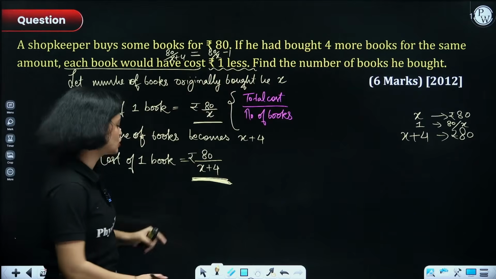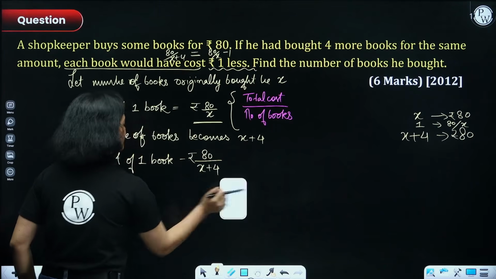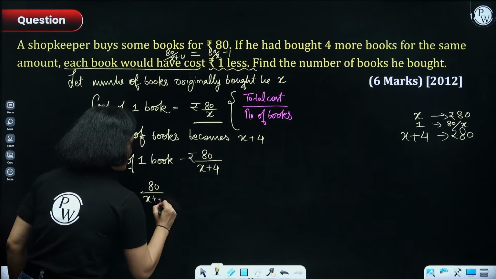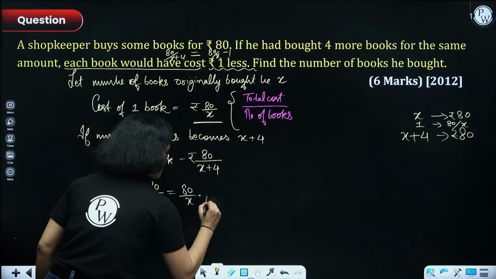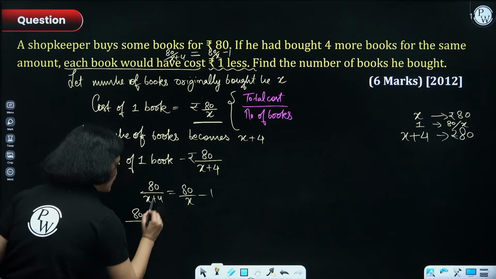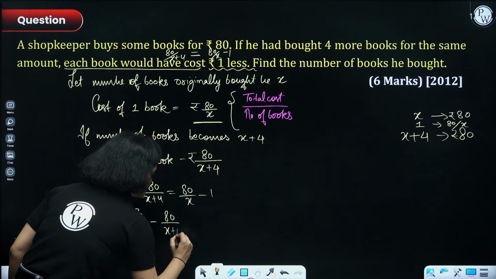Okay. So let's write that down, everyone. Here, 80 divided by x plus 4 is equal to 80 by x minus 1. Now let's just simplify this. So I will just group it like this: 80 by x minus 80 by x plus 4 is equal to 1.